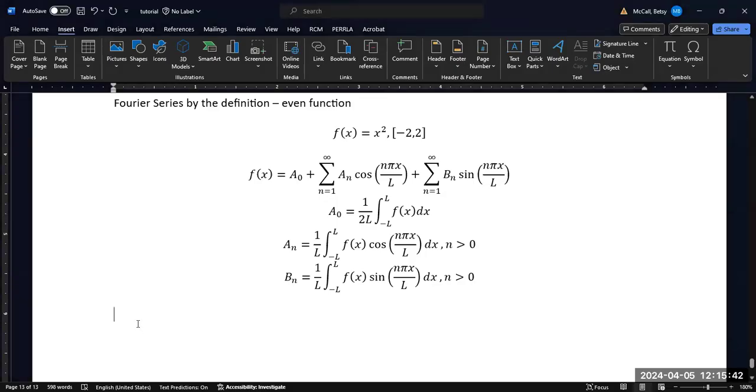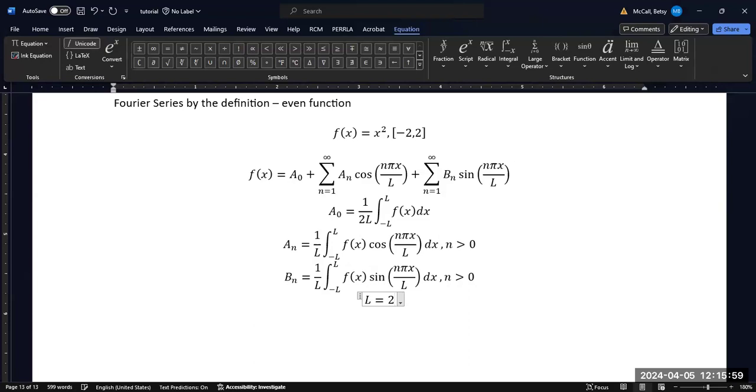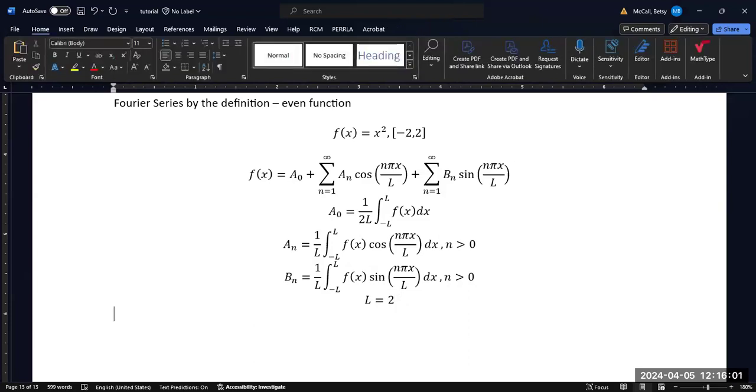Now, in this video, we're going to be looking at modeling a Fourier series by the definition using an even function. So the function we're going to be looking at here is x squared. I'm going to go from -2 to 2. So again, it's first worth pointing out that that means that L is equal to 2 in this example. And so we're going to need to be calculating these three integrals in order to fill out our Fourier series.